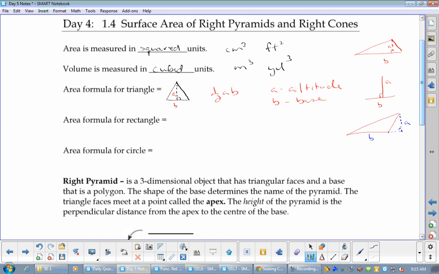Area of a rectangle. The first one kids ever learn. What is it? Length times width, or a very common one, base times height as well. So you've got your L, your W, area equals LW. I should go area equals 1/2 AB for this one. Let's say A equals.